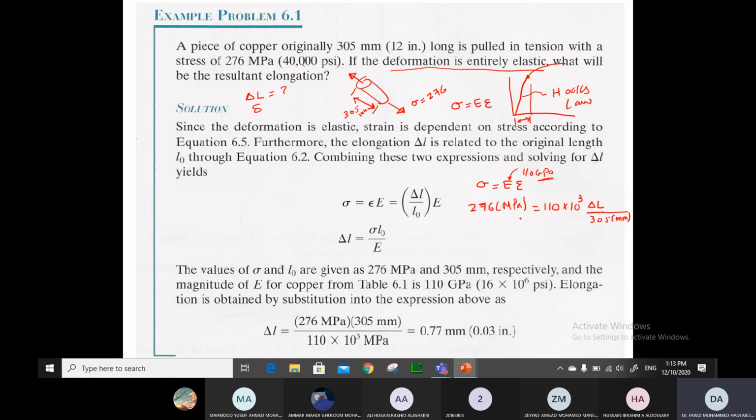So if you do the calculation, delta L will be equal to 0.77 millimeter. Just calculate that using the calculator. Very simple equation, direct problem, direct usage of Hooke's law in the elastic region with the information that you are given. Any question?